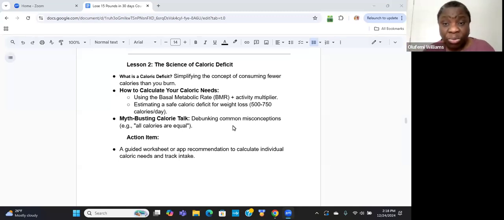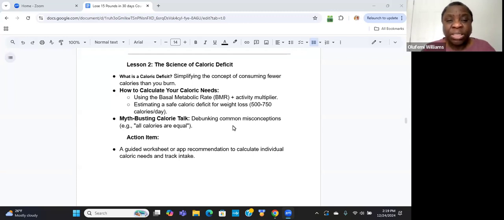Now, but you want to go down. So what do you do? You start with something like 500, subtract 500 from 2,000. That will mean that if you eat only 1,500 calories, you will lose weight because that is a caloric deficit. The body will have to take from the calories in your fats to burn to be able to maintain that need. That's what we mean by the deficit.